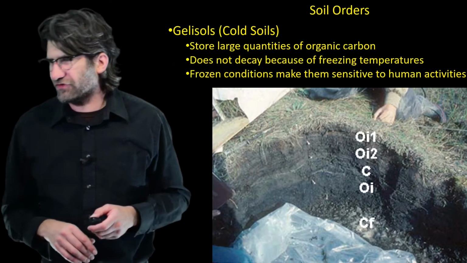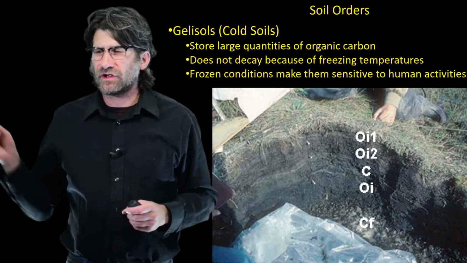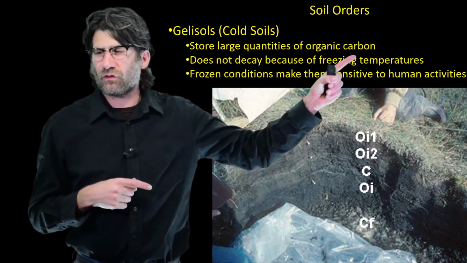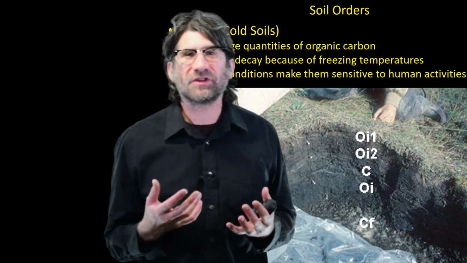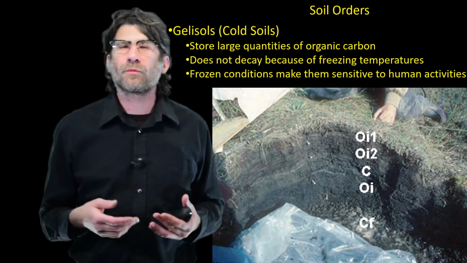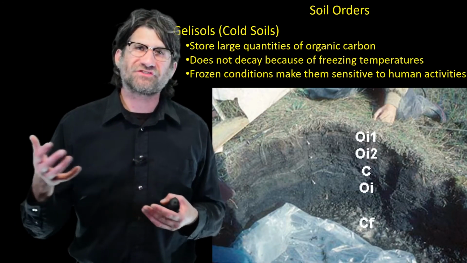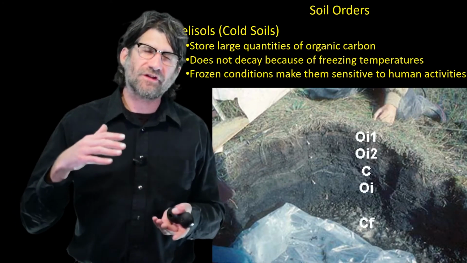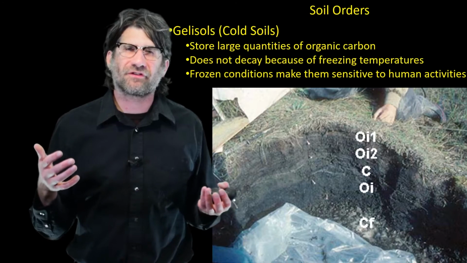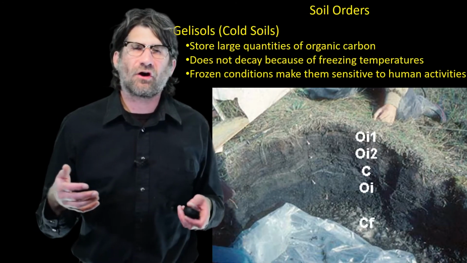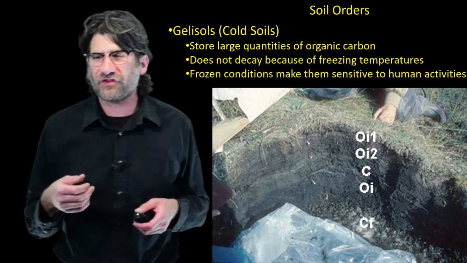So those are gelisols. Notice here I also mentioned that these things store a lot of organic carbon. So this is a concern when we think about climate change. As we start to warm up gelisols and move them out of the gelisol category where they're not freezing every year, we have the potential for decomposition of that organic material in gelisols, which will add to already increased CO2 in the atmosphere.